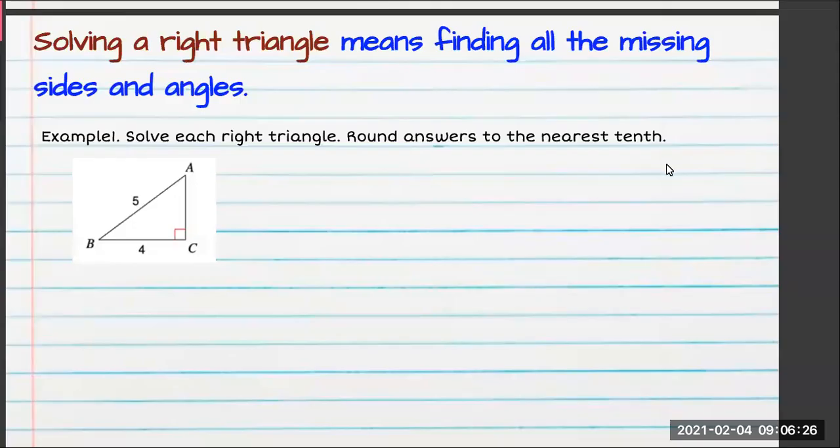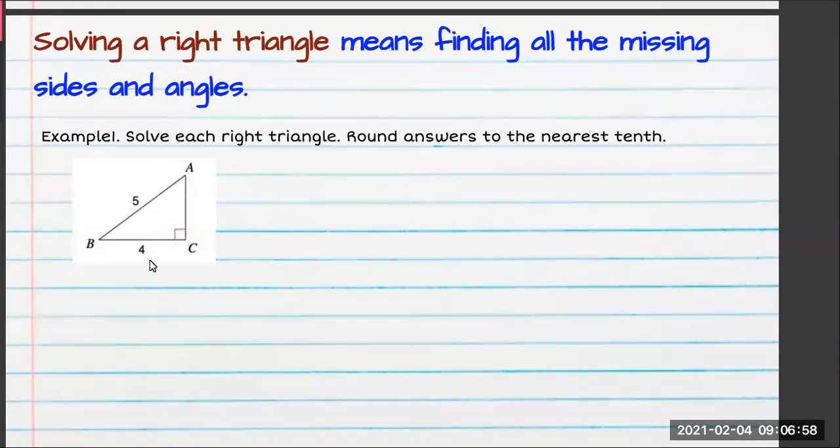All right. So today we will be solving a right triangle. Now, when you're asked to solve a right triangle, it means that you have to find all the missing sides and angles. You will always be given three parts in a triangle. Of course, one of those parts is this right angle. That's one part. In this particular case, you are given the right angle and the two sides.